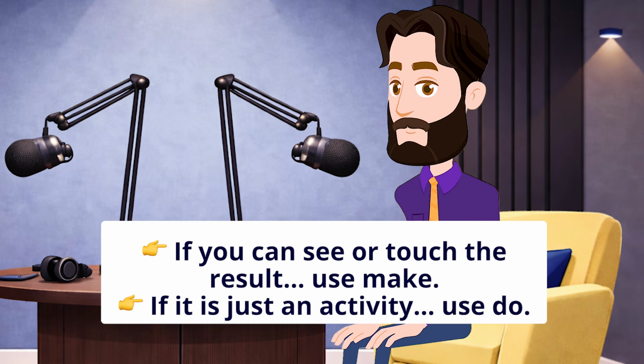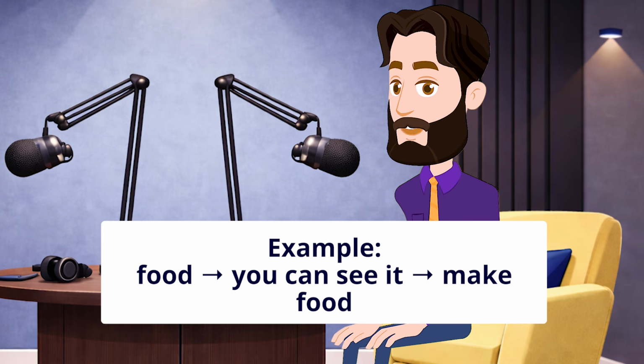If you can see or touch the result, then use make. And if it is just an activity, then use do. Again, I repeat, if you can see or touch the result, use make. If it is just an activity, use do. For example, food. You can see it, so make food.